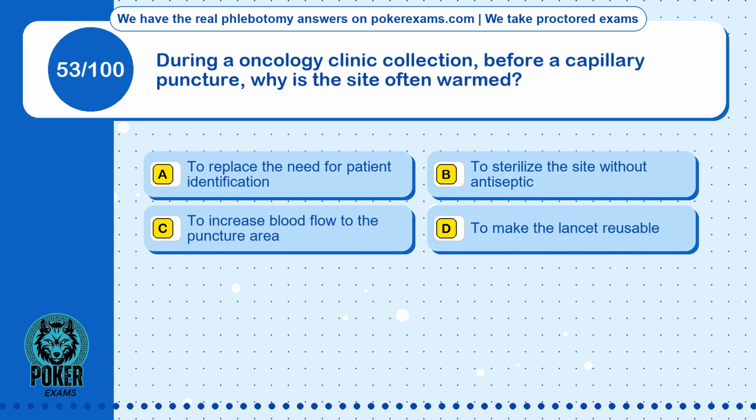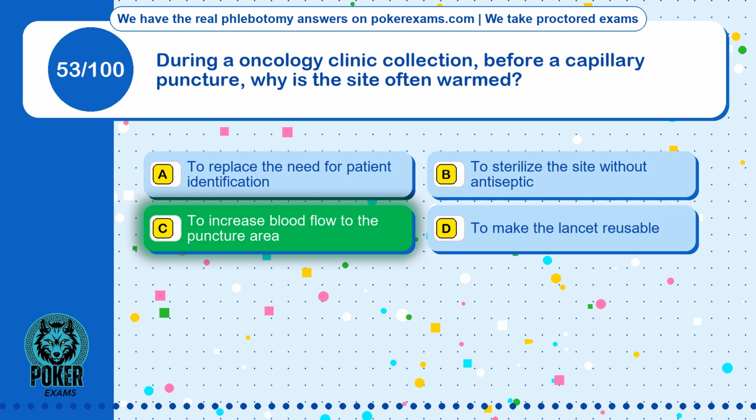Question 53. During an oncology clinic collection, before a capillary puncture, why is the site often warmed? Option A, to replace the need for patient identification. Option B, to sterilize the site without antiseptic. Option C, to increase blood flow to the puncture area. Option D, to make the lancet reusable.